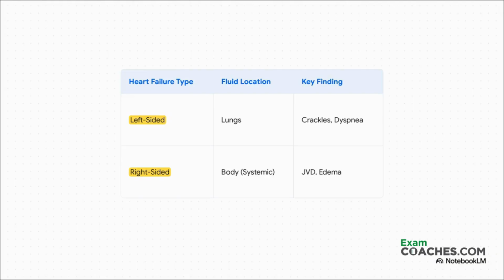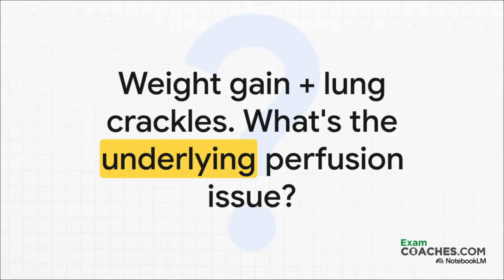Let's simplify another beast, heart failure. Forget memorizing a giant list of symptoms. We split it in two. If it's left-sided failure, think lungs. The fluid backs up into the lungs. If it's right-sided failure, think rest of the body. The fluid backs up everywhere else. You'll see JVD and edema. Left, lungs. Right, rest of the body. Simple.